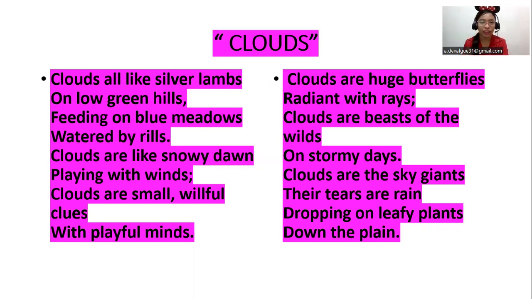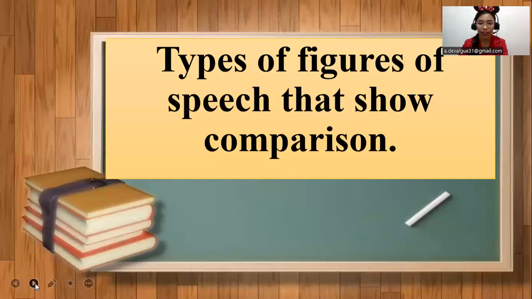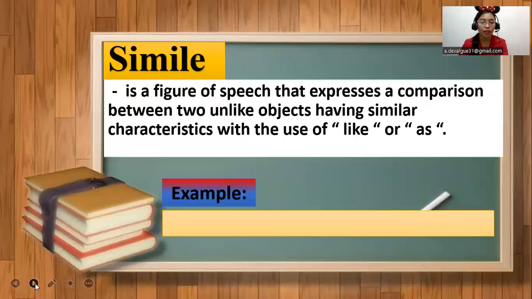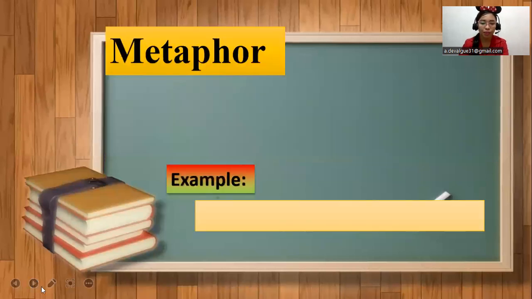Anybody? Yes, very good. So clouds are like silver lamps. What else? Okay. Yes, clouds are like snowy dawn. That's good. So what about you, class? Can you give me a sentence using simile as your figure of speech? Yes, that's good. Okay, so let's continue. We have the second one. The second one is metaphor.